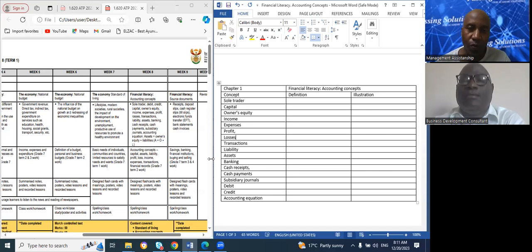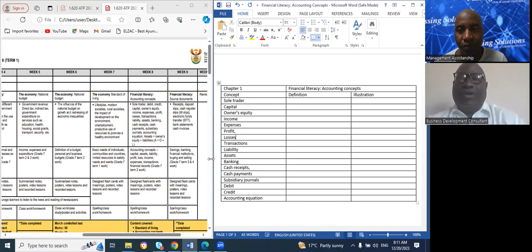So please, Lazarus, can you take us through what we anticipate in the first two chapters? Okay, thank you very much, Mr. Mazinga. As you have rightfully said, we are taking this from the ATP, from the annual teaching plan, and going in line with the annual teaching plan.